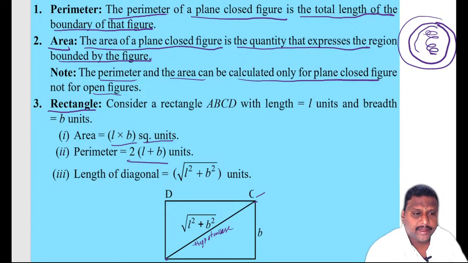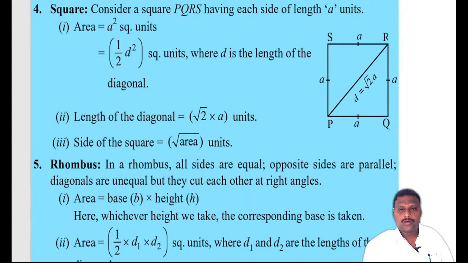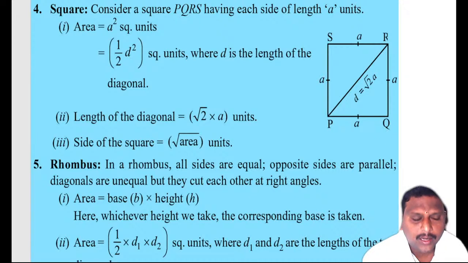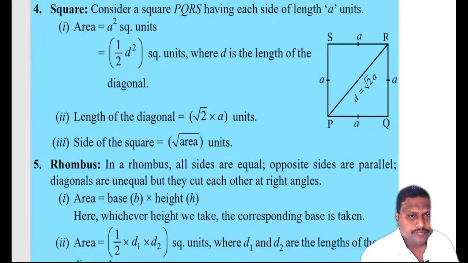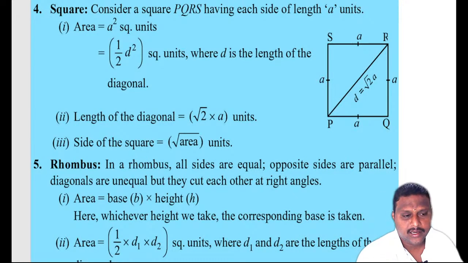Right. The next figure is square. We are discussing all the quadrilaterals: rectangle, square, rhombus, parallelogram, trapezium, then next triangle, then next circle.